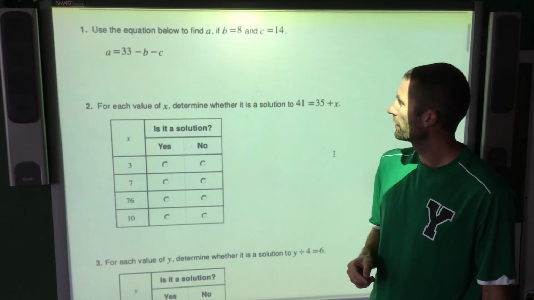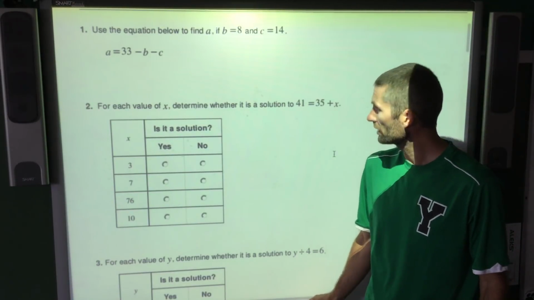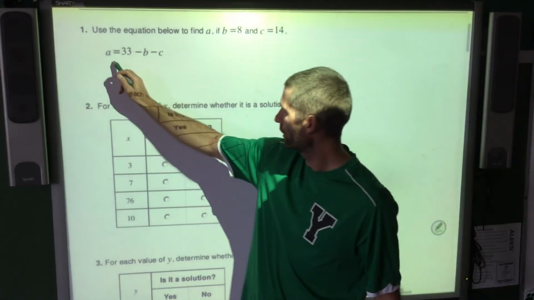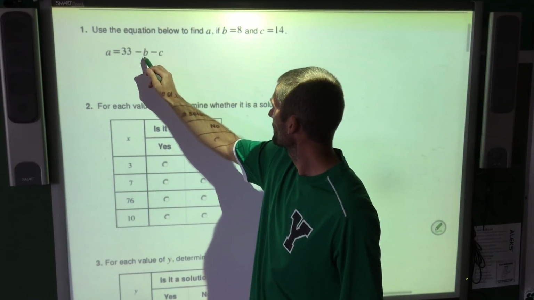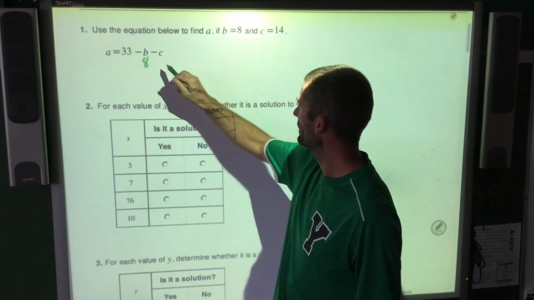Use the equation below to find A if B equals 8 and C equals 14. Okay, so we don't know what A is. We know that B is 8. We know that C is 14.